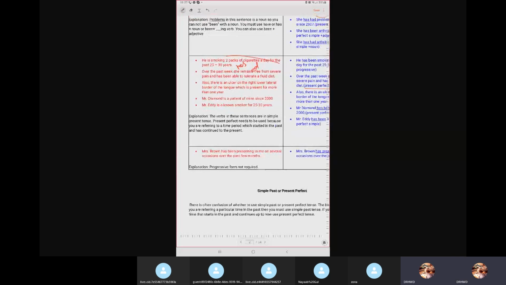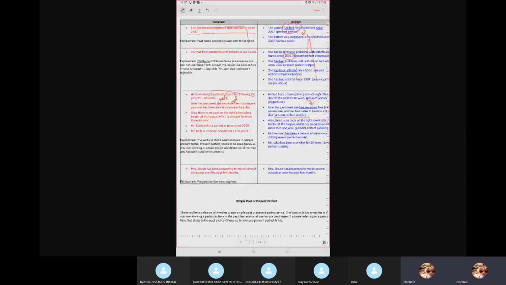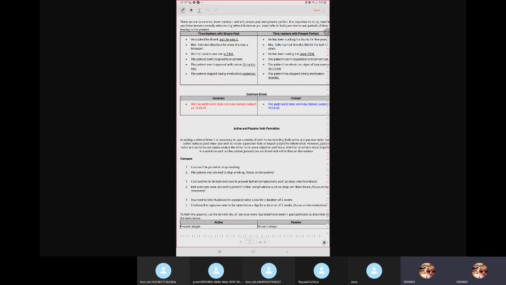Okay. Now let's come to simple past tense. Between simple past tense and present perfect tense, there is often a confusion. What you have to know is that when you're referring to a period that starts in the past and ends there, that's your simple past tense, as we talked about. Present perfect is something that starts in the past and maybe continues till today. For example, he sucked his thumb until he was 5. So it happened there.